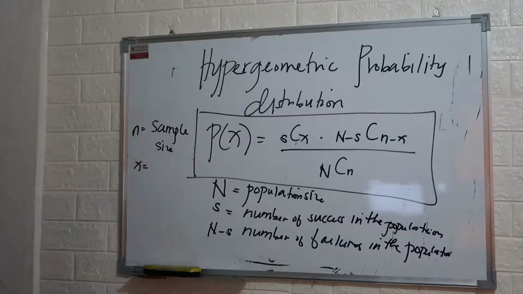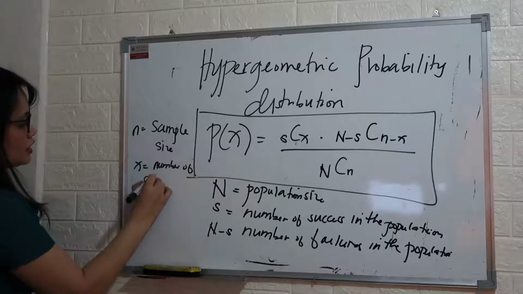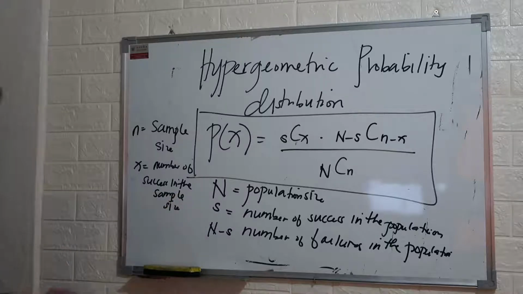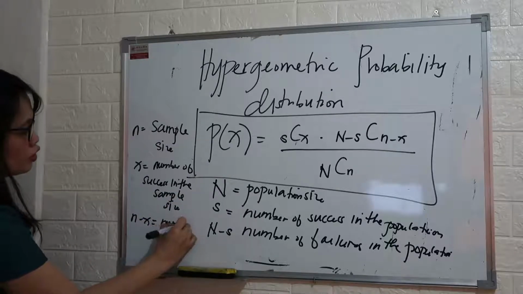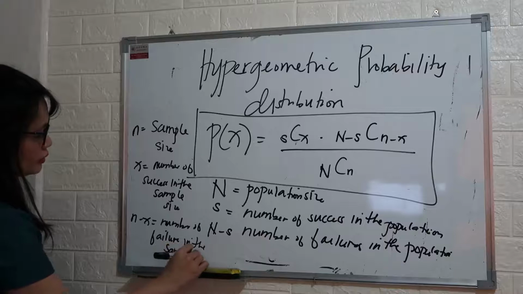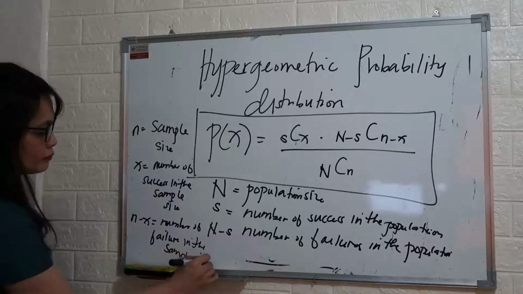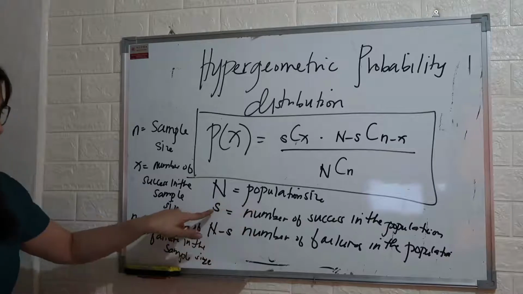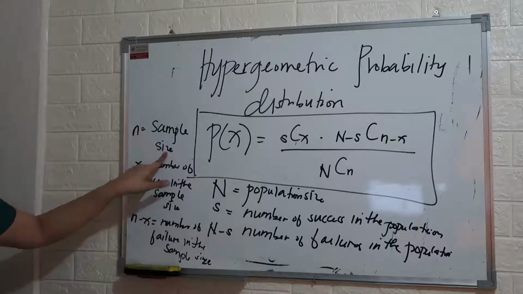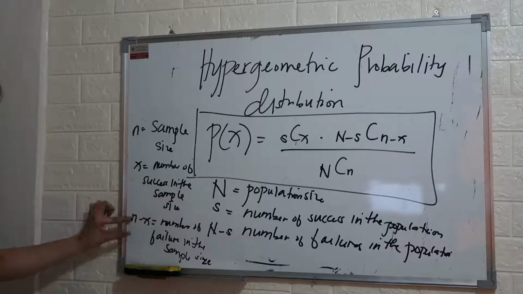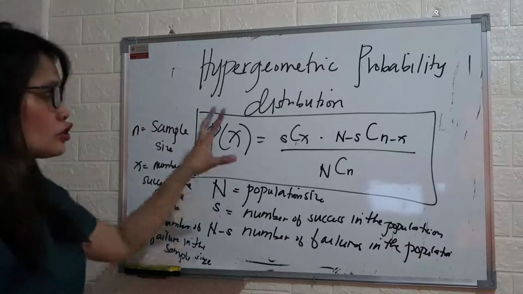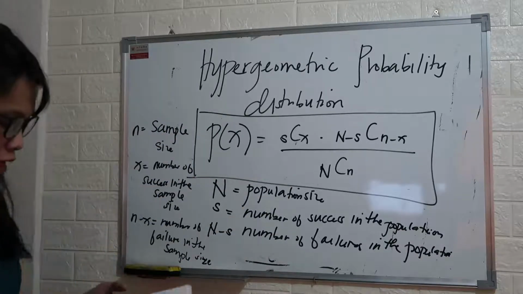X, number of successes in the sample. n minus x, number of failures in the sample. Take note of that one. So capital N refers to the population size. S, the number of successes in the population. N minus S, the number of failures in the population. Lowercase n is the sample size. X is the number of successes in the sample. n minus x is the number of failures in the sample. That's how we solve hypergeometric probability.